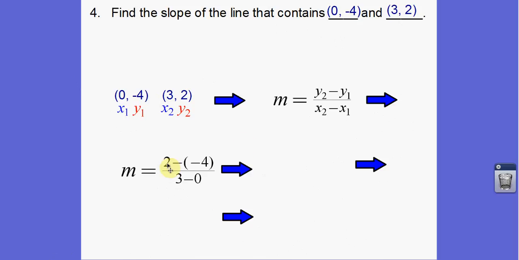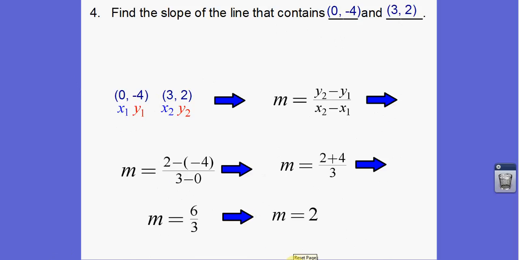Take a look at that. I have y sub 2 minus y sub 1, which was negative, so I put it in parentheses. X sub 2 minus x sub 1. Alright. See that I did a little simplifying there. I end up with 6 over 3, and then you have to remember, if you can simplify it, you do it, or if you can divide, you do that. So that ends up being 2 for the slope.